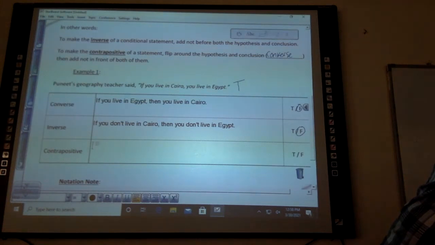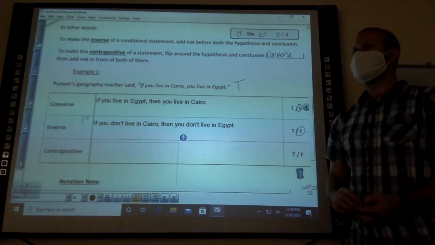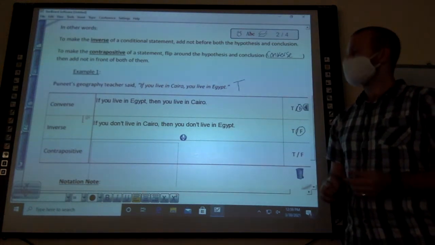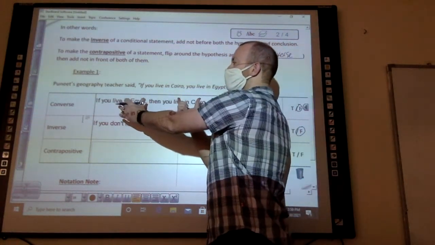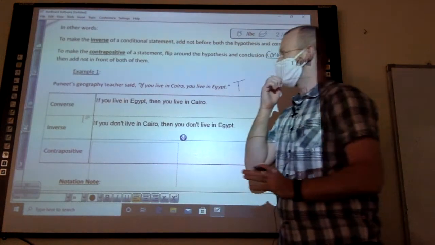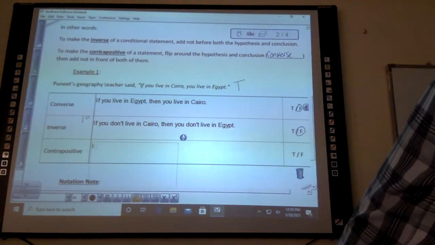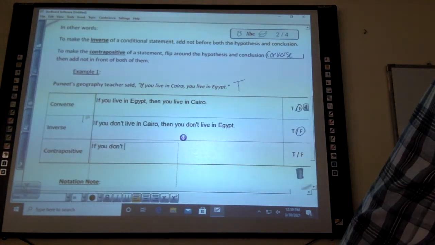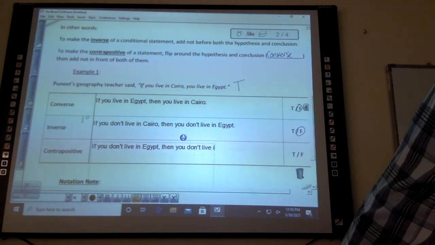How about the last one here? Contrapositive. Yeah. So just take your inverse and switch, or take your converse and make it negative. So it's kind of like the mix between these two. So if you don't live in Egypt, then you don't live in Cairo.